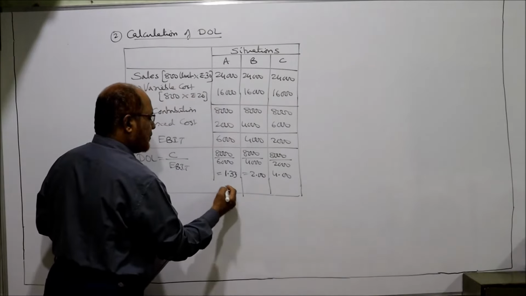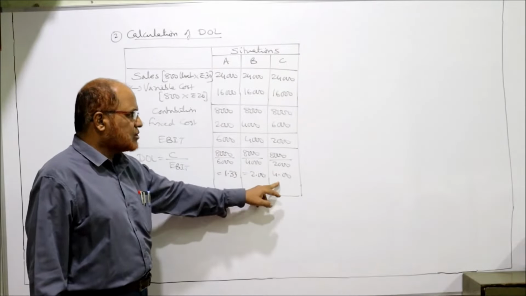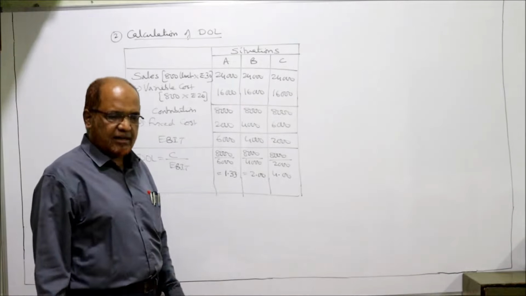So we got the degree of operating leverage under the three situations. In situation A we got 1.33. Situation B slightly increased to 2. Situation C increased to 4. Why is this DOL increasing? What is the reason why the degree of operating leverage is increasing? The reason is the fixed cost increases. As the fixed cost increases, the operating leverage will also increase. Here 2000, so 1.33, 4000 to 6000, 4. In this way, the operating leverage is increasing.